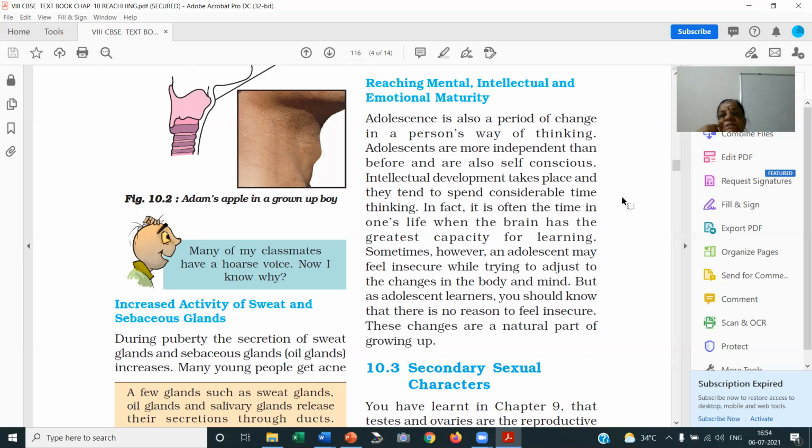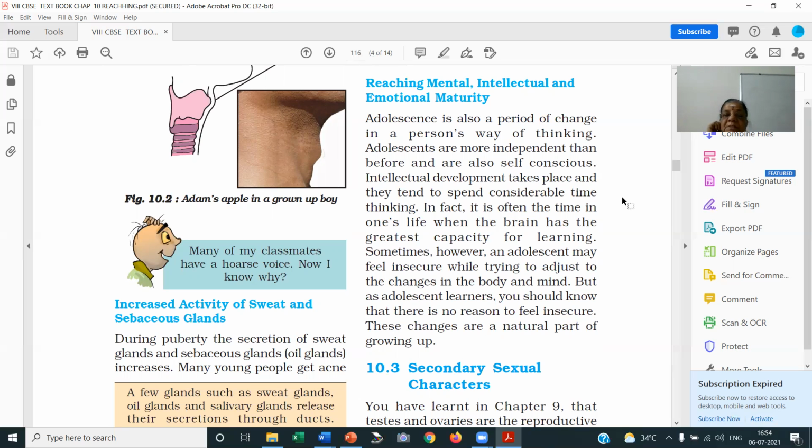So we say adolescence is a period of change in person's way of thinking. Adolescents are more independent than before and are also self-conscious. Intellectual development takes place and they tend to spend considerable time thinking. In fact, it is often the time in one's life when brain has greatest capacity for learning.